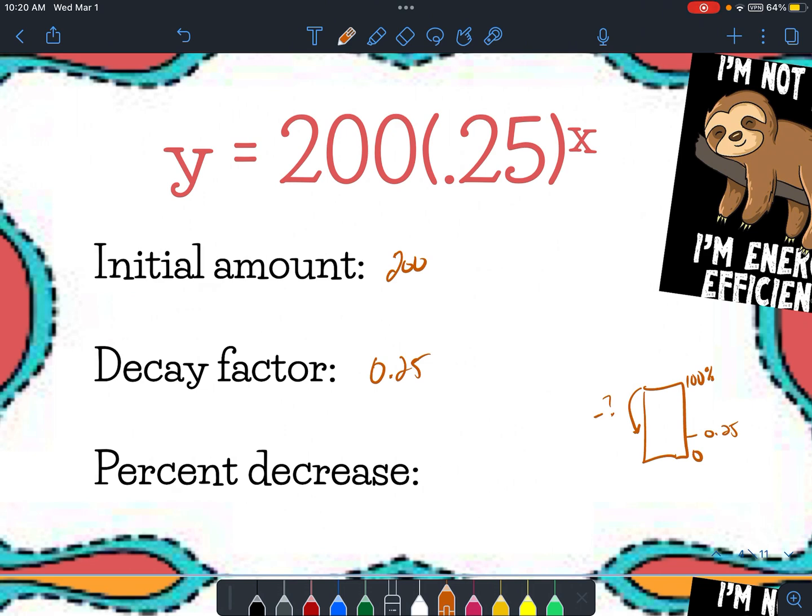So we got to kind of ask ourselves, well, what is 0.25 as a percent? When you multiply that times 100, you'd find out that it's 25%. So really what we're doing is we're keeping 25% of what we started with. And so if we're keeping 25%, the question then becomes, well, what did we then lose? If you do the math on that, you've lost 75%. So your percent decrease is 75%.